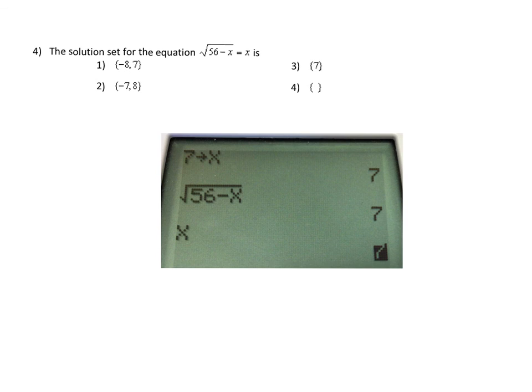Okay, for number 4, I'm not going to go into as much detail because it's the same as the last one, but basically I tried checking -8, +7, -7, +8, and 7 is the only one that checked. When I took 7 and stored it as x, when I plugged in the left-hand side of the equation and then the right-hand side of the equation, they both wound up giving me the same value. So 7 was the only value here that checked. By the way, if none of these values checked, you would pick choice 4, which means no solution. It's the empty set.